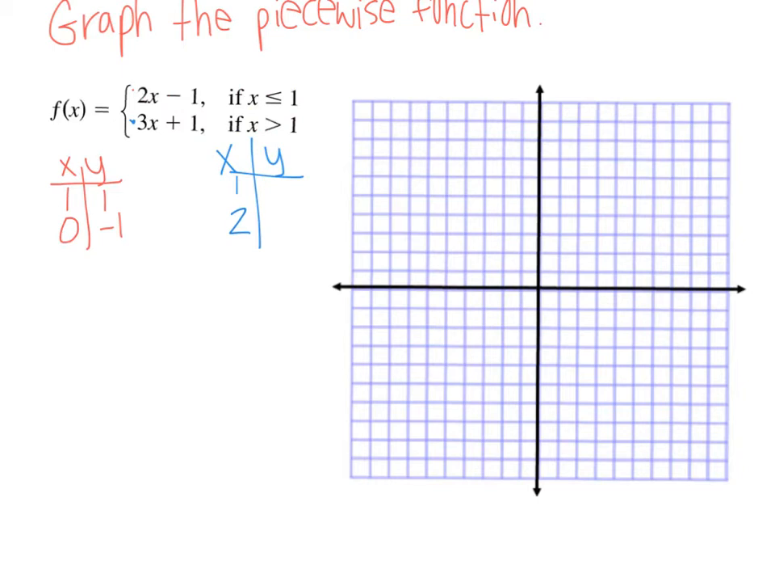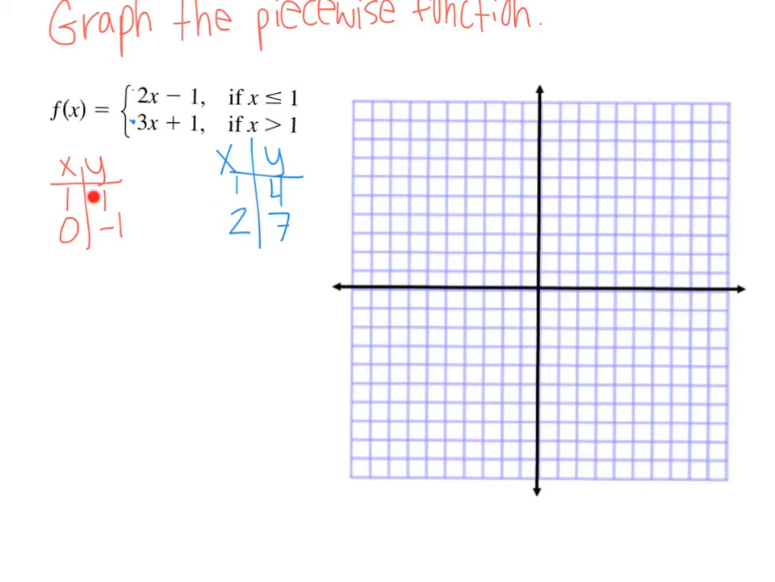And then just like the first table, I take these and I plug them in. So if I take 1 and plug it in, 3 times 1 plus 1 gives me 4. If I take 2 and plug it in, 3 times 2 plus 1 gives me 7. So now I'm ready to actually graph my function. So for the first one, I'm going to look at the first point.